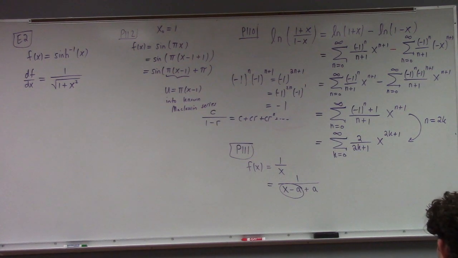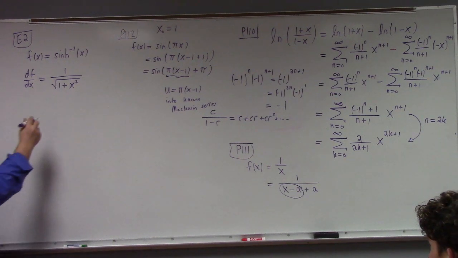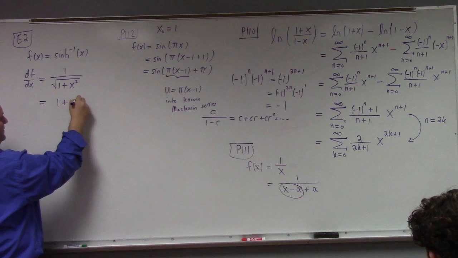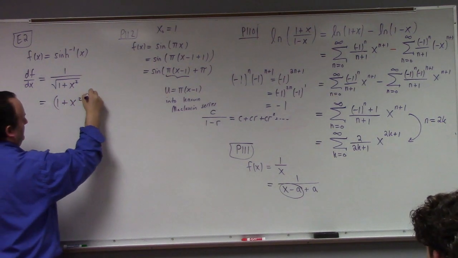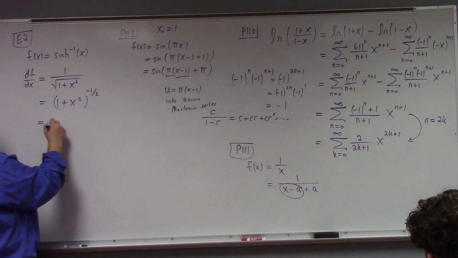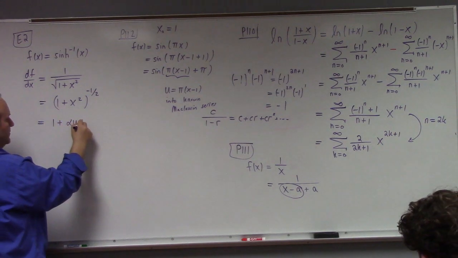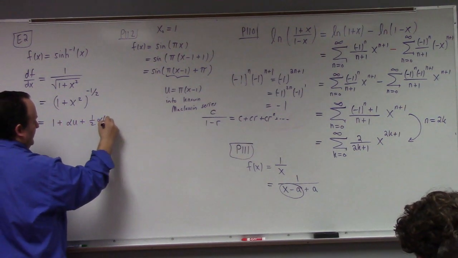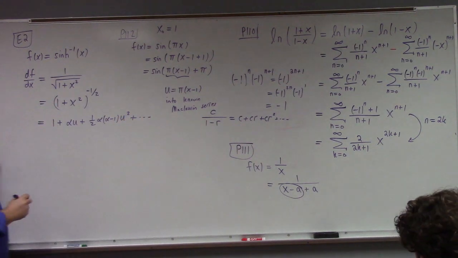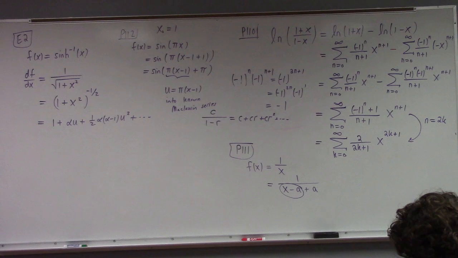So then what? Oh, look at that. What's this? This is a binomial series, right? I mean, this is 1 plus x squared to the minus 1/2, is it not? So I can look at that as 1 plus alpha u plus 1/2 alpha times alpha minus 1 u squared plus dot dot dot. See, if I just want the first 3 terms, I can get them, right?